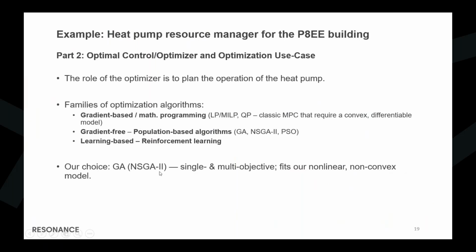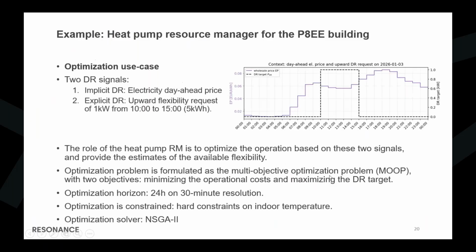So in our choice, where our model is not actually convex, it uses XGBoost in it, right? It's non-differentiable. For the optimization use case that we'll present here, we're using the genetic algorithm, specifically this NSGA2 solver, because it supports both single and multi-objective problem cases. And as I already said, it fits really well to our nonlinear, non-convex model.